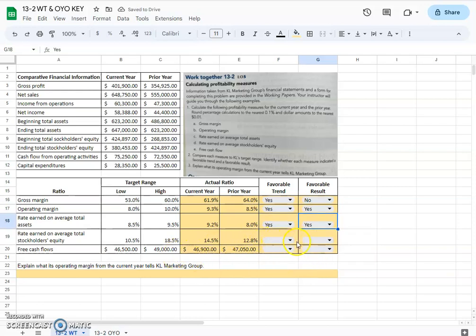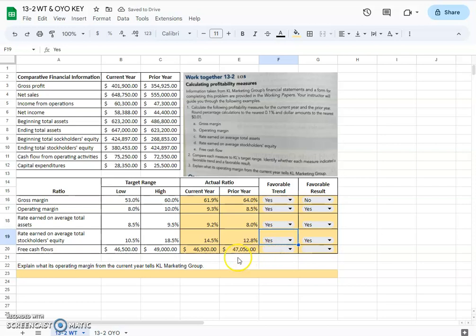Rate earned on average total stockholders' equity. We want to be between 10.5 and 18.5%. Last year we were at 12.8, still within the range. This year we're at 14.5, even closer to the midpoint of this range. So that is favorable. We're in range and it's headed in the right direction.